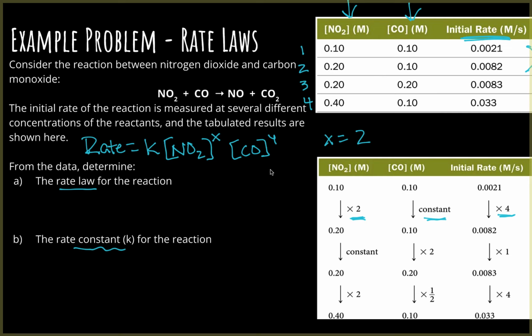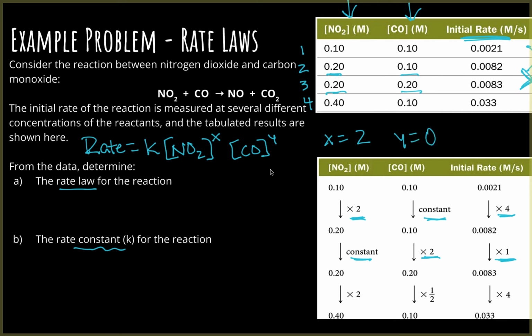We're going to do the same thing for CO. For CO now, we're going to look at experiment 2 and experiment 3, because NO2 stays constant, but CO doubles. So NO2 is constant, CO doubles, and nothing happens to the rate. So we've doubled the concentration of CO, held the other one constant, and the rate stayed basically the same. So again, by definition, that means the Y value, or the order of CO, is 0.